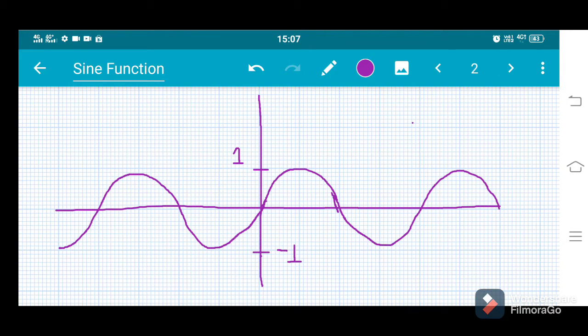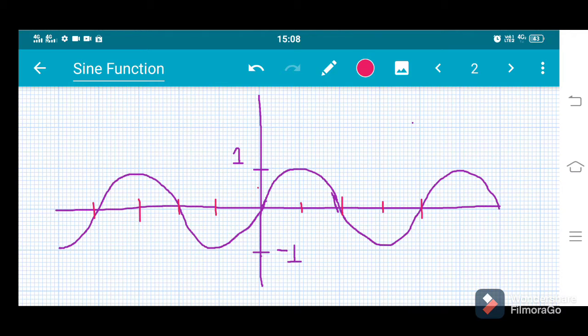So let's see what this sine x is. If you plot sine, it looks like this wave. I have not marked anything, so this is pi by 2, this is pi, this is 3 pi by 2, this is twice pi. Similarly, this is minus pi by 2, minus pi, minus 3 pi by 2. So this is a function. Now this function is not at all bijective.